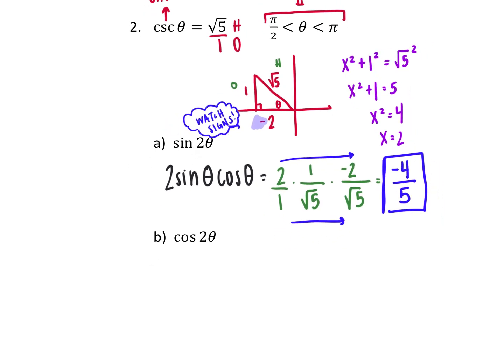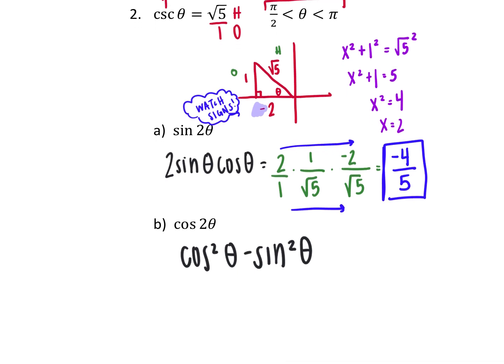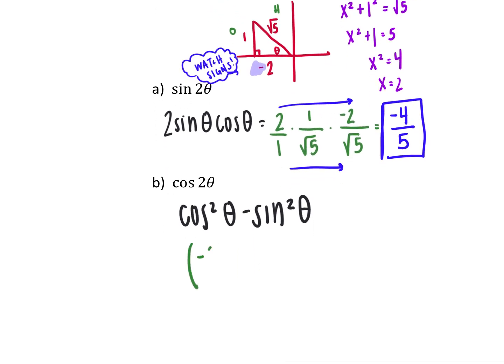If we want to do the cosine of 2 theta, we'll do cosine squared minus sine squared, using our double angle formula from up above. So we'll take our cosine, negative 2 over the square root of 5. We're going to square it. Minus the sine of theta, the opposite, over the hypotenuse, squared.